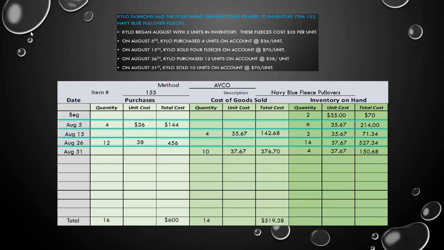When we add those two together, we're going to have total COGS during the period of $519.38. What do we have left in inventory at period's end? We have just those 4 units with a cost basis of $150.68.